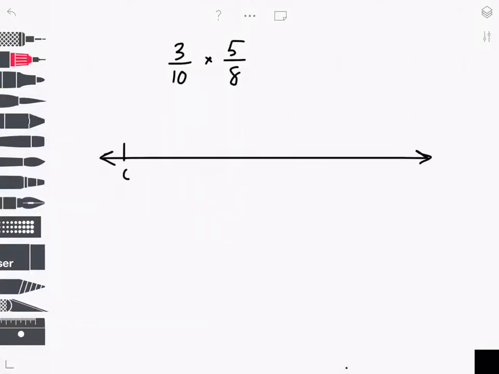And I'll mark the endpoints 0 and 1. I'm multiplying two proper fractions, so I know my product will be a proper fraction as well, or a number less than 1. Looking for 3/10 of 5/8, so I'll start by marking the number line with eighths.